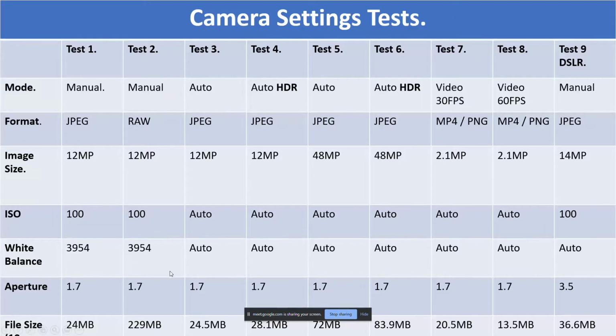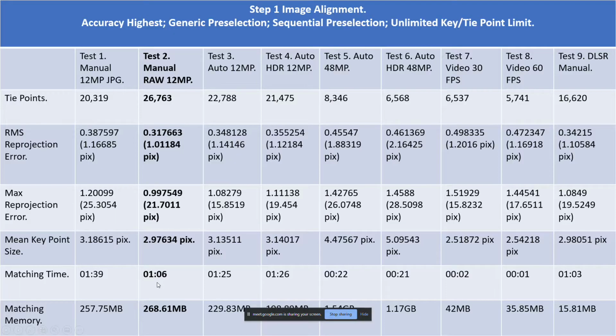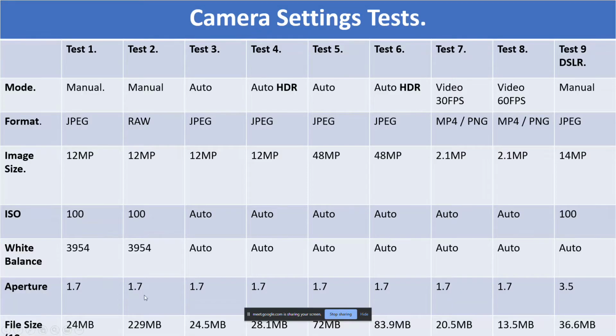Generally, you should have a fixed white balance setting. Generally, the aperture should be quite small, so you can get focus on close and far distance objects. But again, with smartphones, apertures are fixed at 1.7.